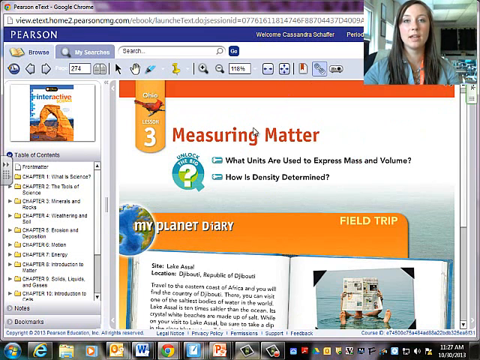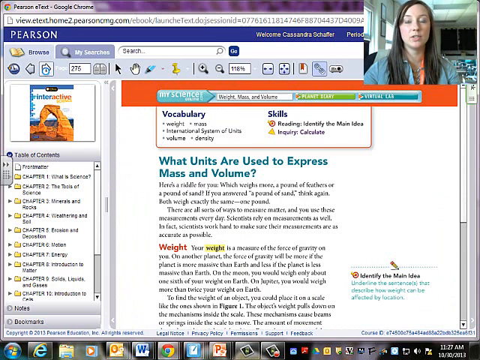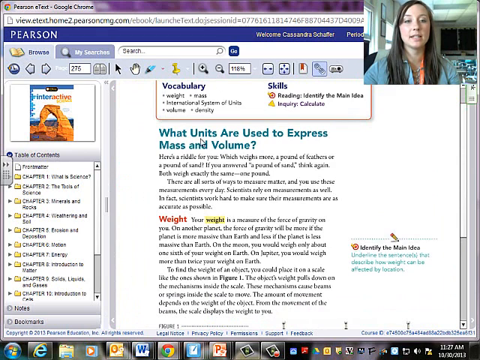Now, this is a great warm up for my brain. I know that everything that I talk about in this section is going to be a measurement. So if I go over to 275, which is where we're going to start our reading for today, I'm previewing and I see what units are used to express mass and volume. So I know that in this reading here, I'm going to be dealing with some units. Right now, take a moment, pause the video, and think about what units of measurement have you worked with before.